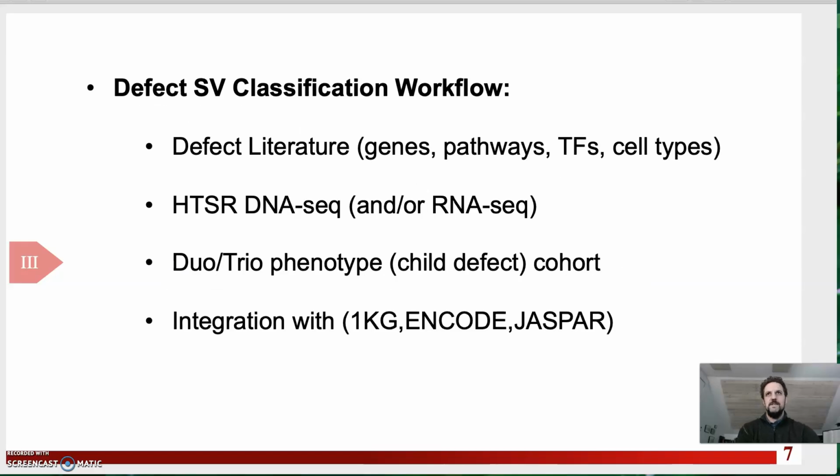So our workflow is as follows. We look at the literature, and this gives us gene lists. From the genes in the gene list, we can associate pathways. Some of the genes in our gene list may actually be transcription factors, or they may be controlled by transcription factors. And finally, when you look at a particular defect like oral facial cleft or OFC, this is going to lead you to look at specific cell types like neural crest and mesenchymal stem cells.